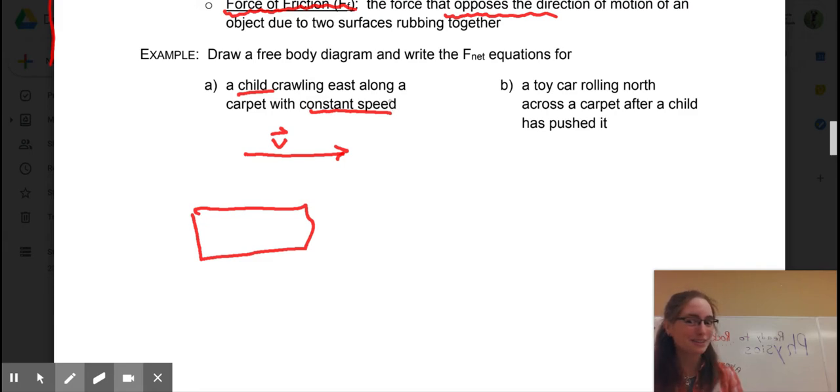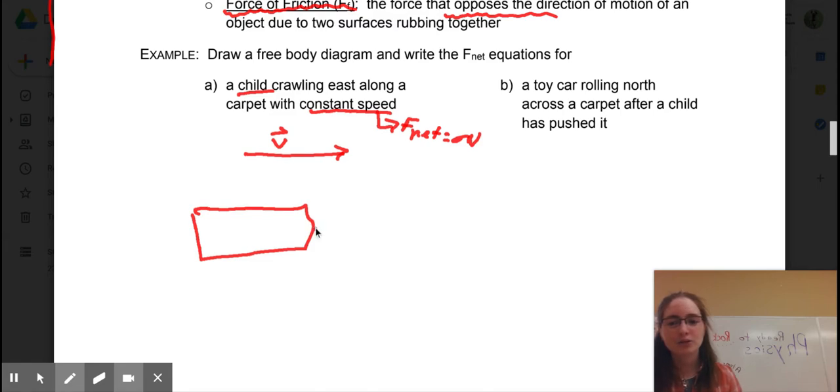If you have got constant speed, that means, ladies and gentlemen, that our Fnet equals 0 newtons. So we have no acceleration. So if we have constant motion, our vector arrows are going to be the same length, because they're going to cancel.